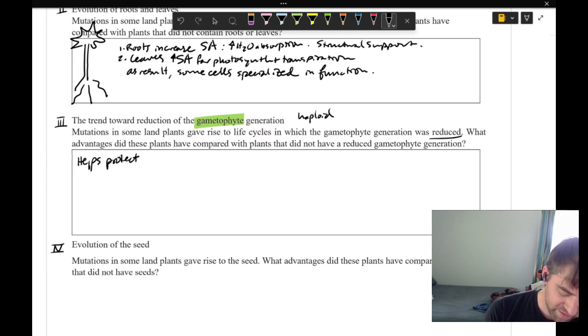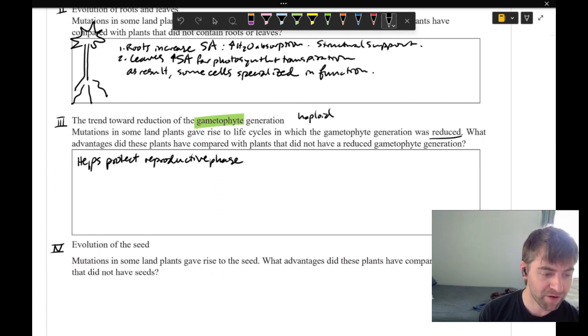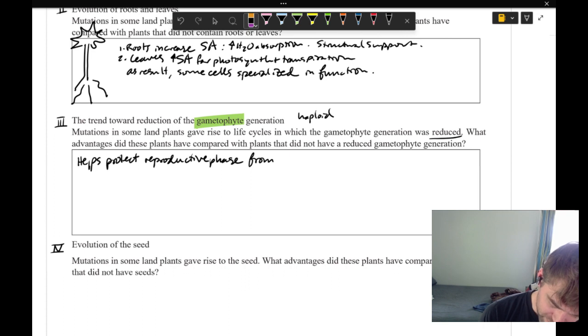Helps protect the reproductive phase. Protects against mutations in the DNA, which could be caused by increased amounts of ultraviolet and cosmic radiation, because again, we don't have that water, which is a pretty good insulator against that ultraviolet radiation, surrounding the plants anymore. My U's and my V's look a little too similar.